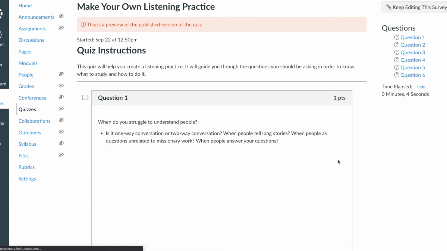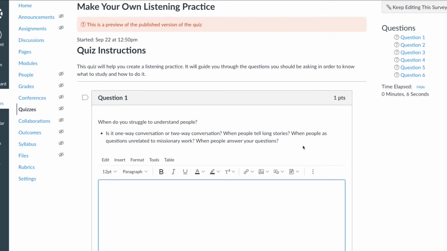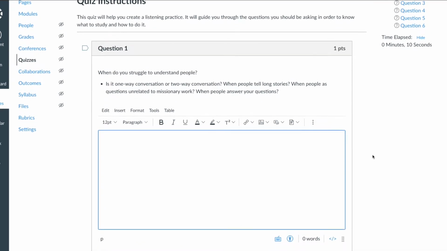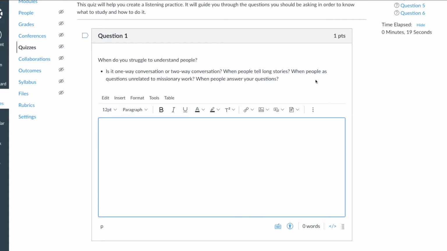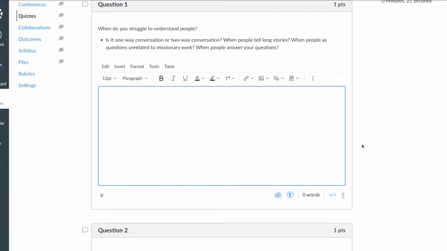So, question 1. When do you struggle to understand people? Is it during one-way conversation or two-way conversation? When people are telling long stories? When people ask questions unrelated to missionary work? When people answer your questions? There's a typo there. Well, for me, I struggle when people tell detailed stories.